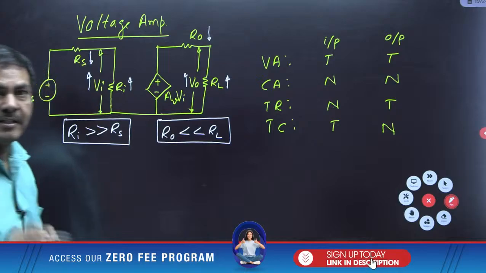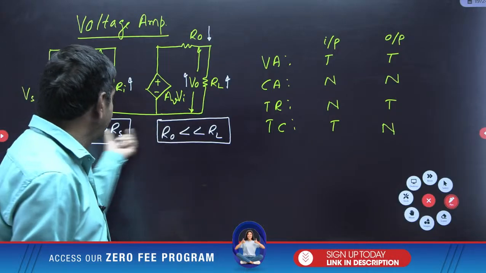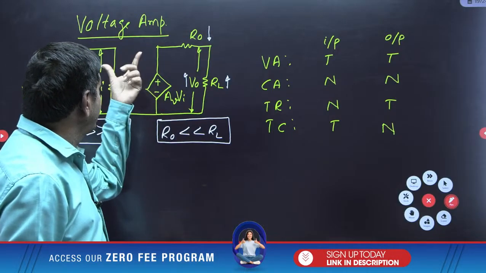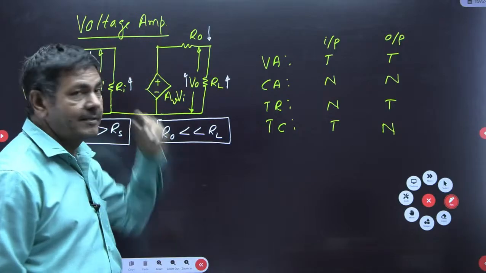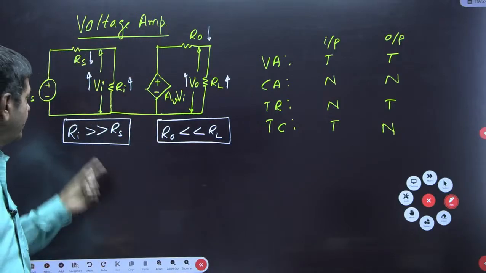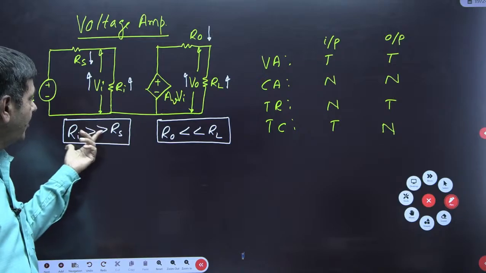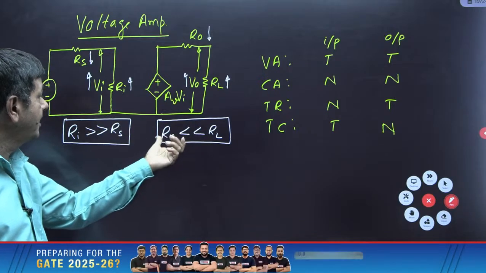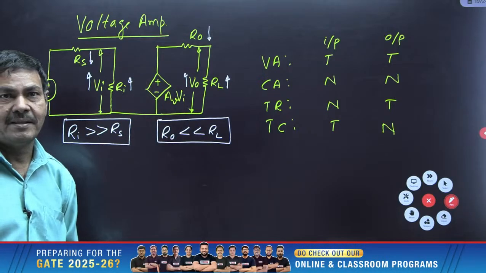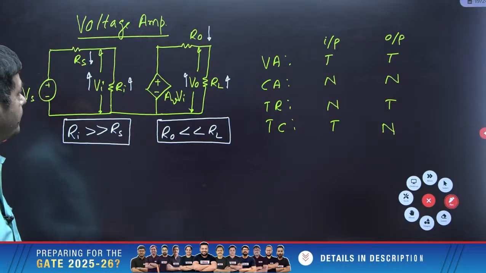These two are very important. They ask one more question: the given circuit is a dash voltage amplifier. Sometimes the options are Ri greater than RL, less than Rs, and R0 greater than RL, less than Rs. This is the second question in the GATE, asked in one of the papers.